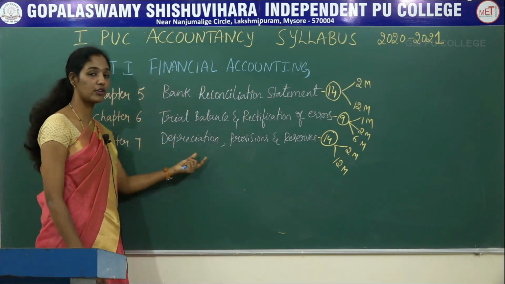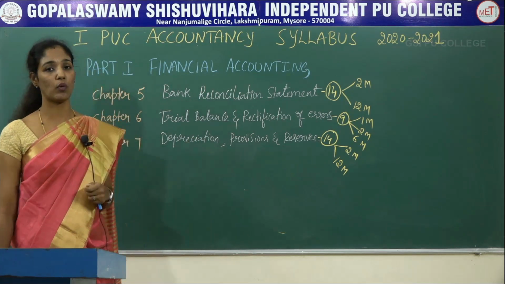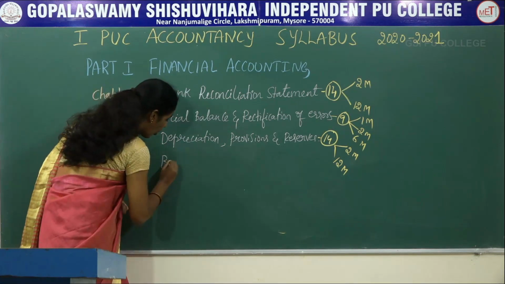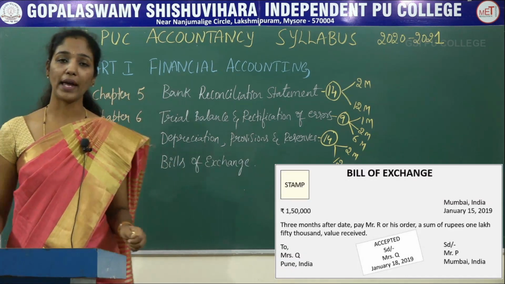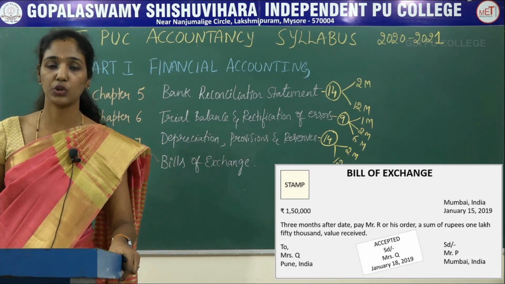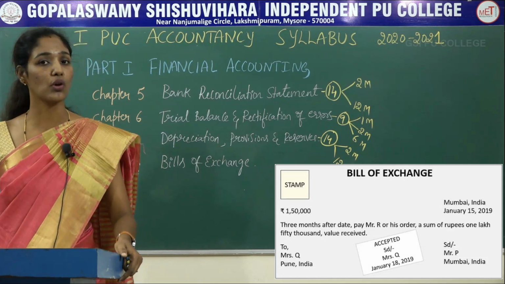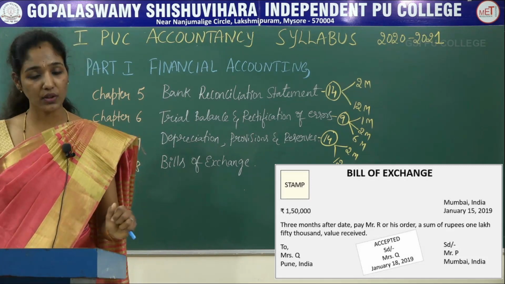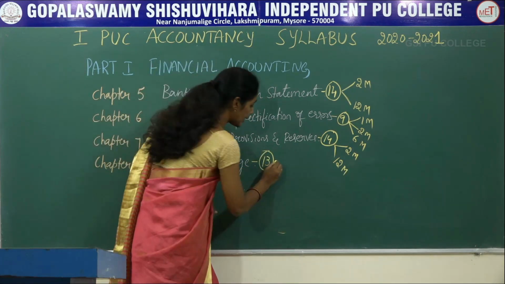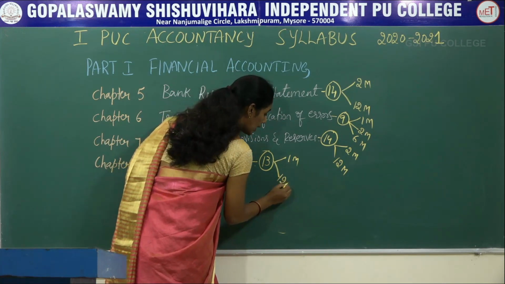Here there are two methods of calculating depreciation. The first one is the straight line method and the second one is the diminishing balance method. The next, chapter 8, bills of exchange. Bills of exchange is an instrument of credit issued by the seller to the buyer, and this instrument of credit is used in a situation when the goods are sold on credit. For this chapter you can expect a total of 13 marks. Out of 13, 1 mark 1 question and you can expect a 12 mark 1 question.